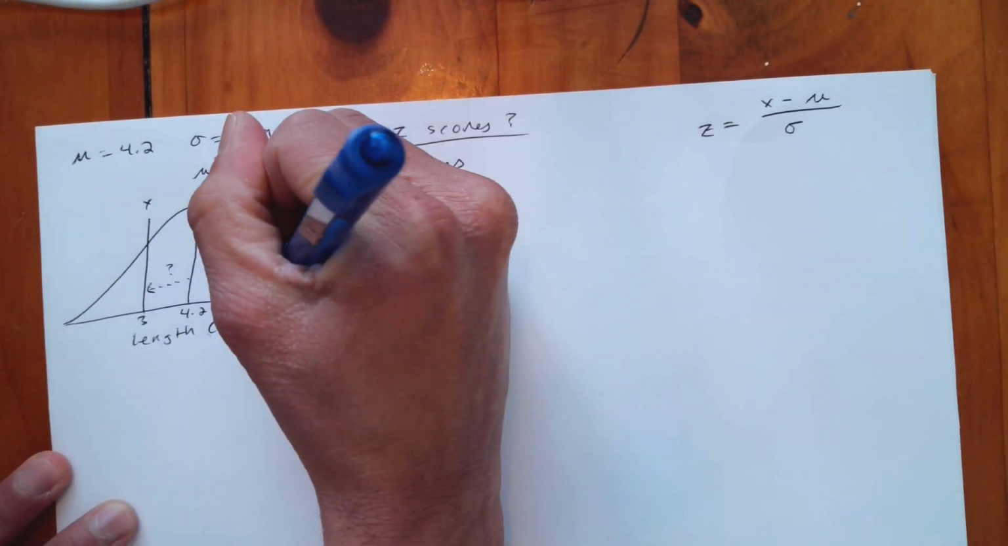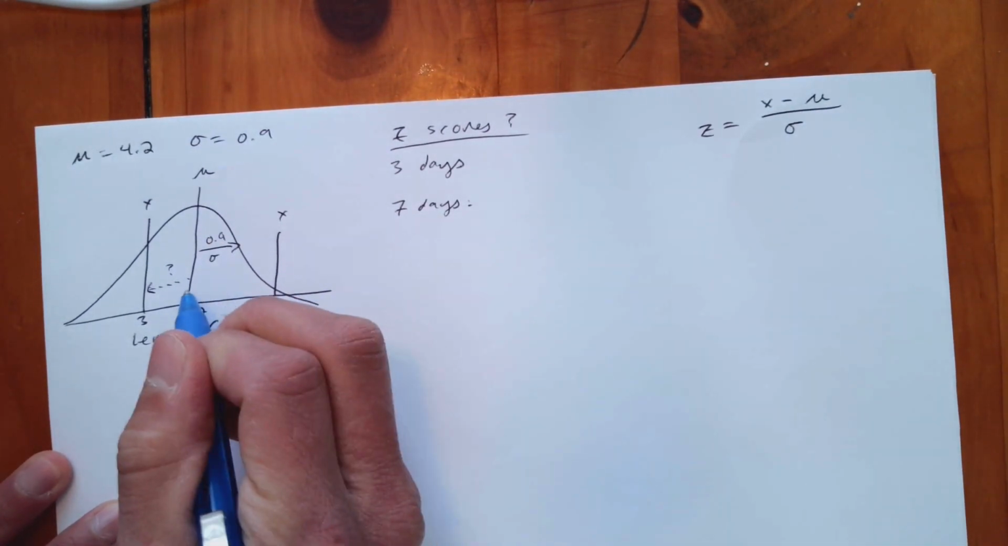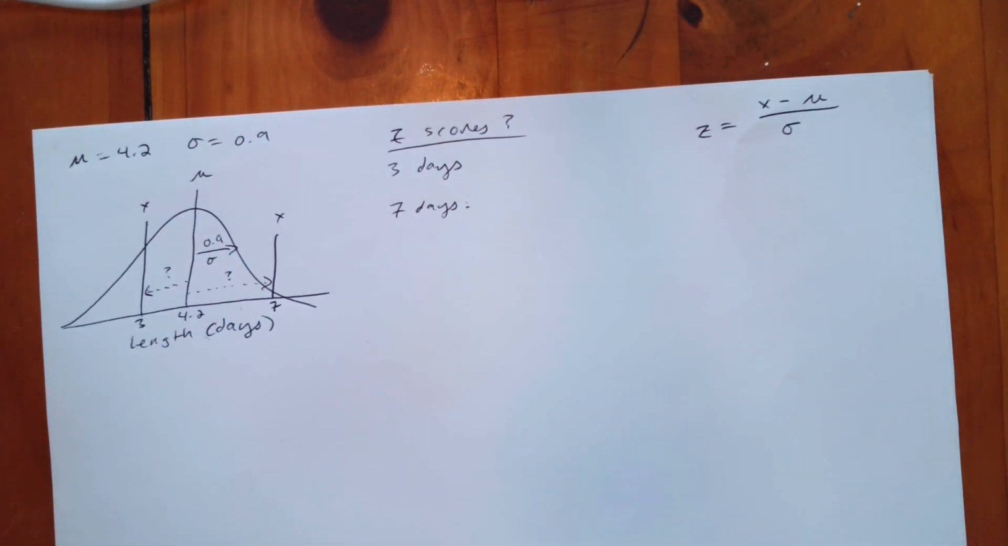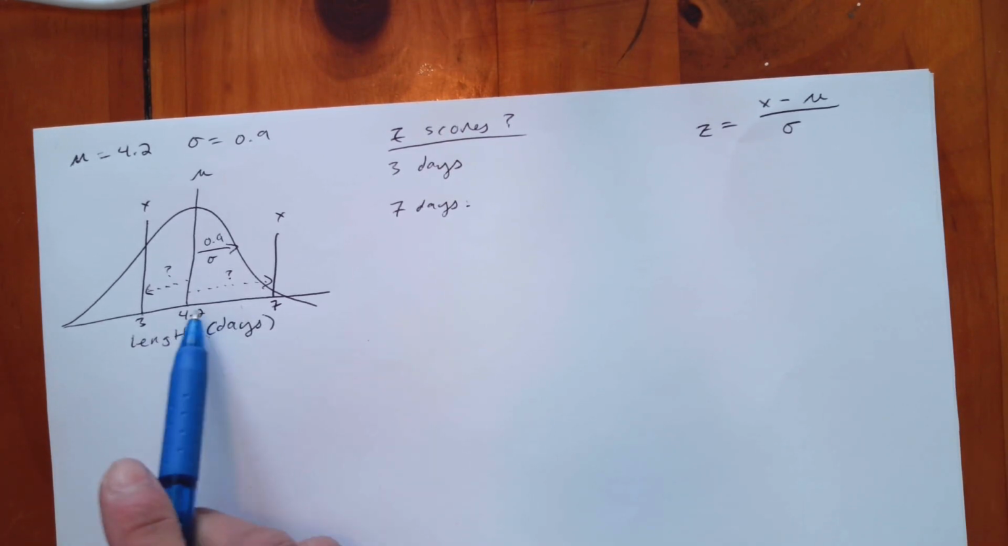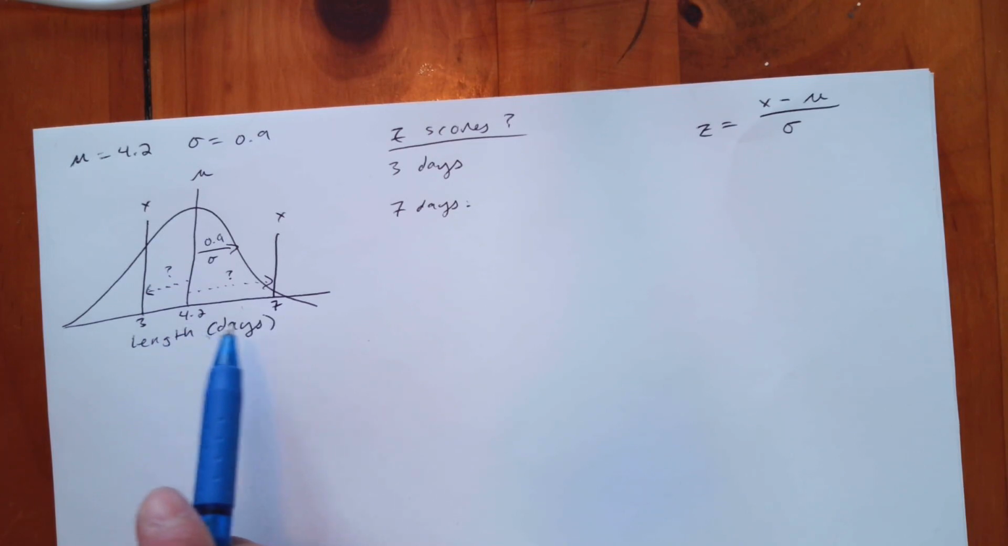We can do the same thing with 7 days. So here we've got x equals 7. And the question that we can answer when we look at z-scores is how far off from this mean are we in a positive direction. And when we're counting in z-scores, as you guys remember from last week, we're counting in standard deviation units. So our question is, how many standard deviations away from the mean are we at 3 days or 7 days?